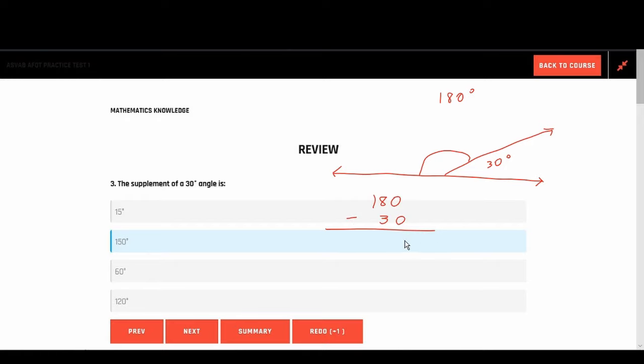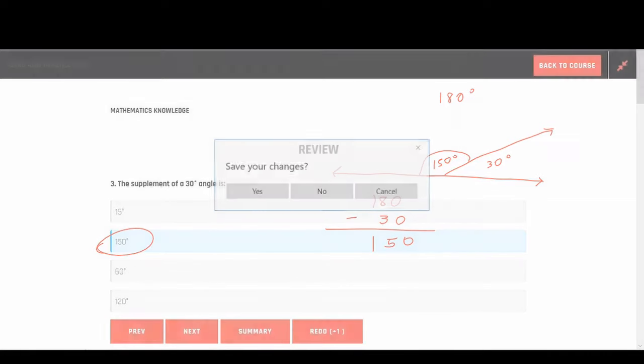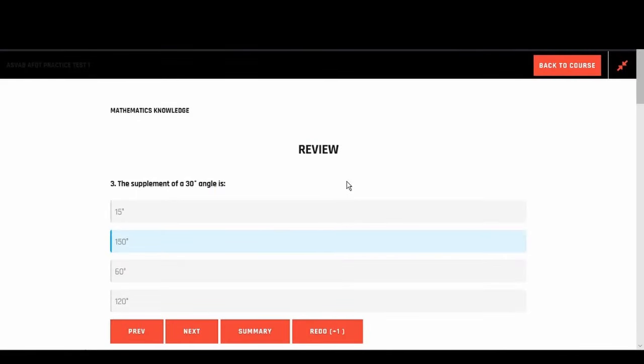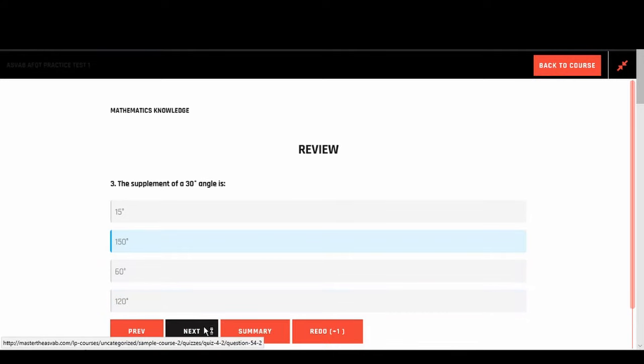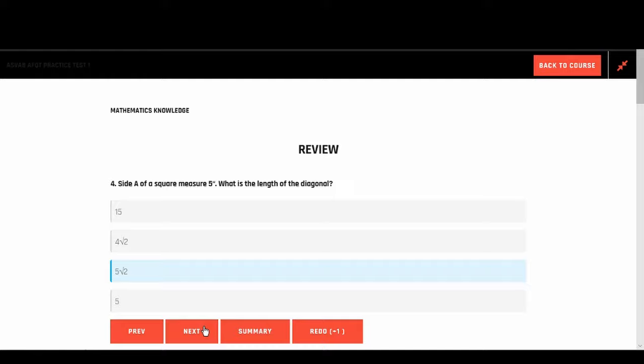0 minus 0 is 0. 8 minus 3 is 5. 1 minus nothing is 1. So we know this angle is 150 degrees, which is right there. Okay? If I'm not mistaken, later on in this practice test, there's a question about complementary angles, and we'll go ahead and be able to deal with that in light of the fact I just mentioned the 2 definitions.